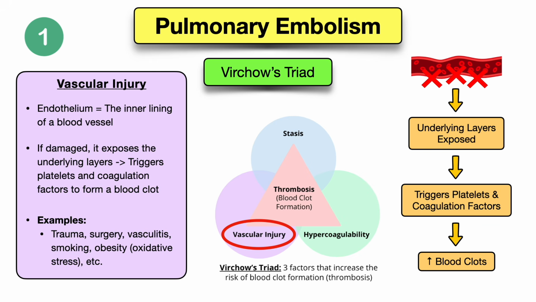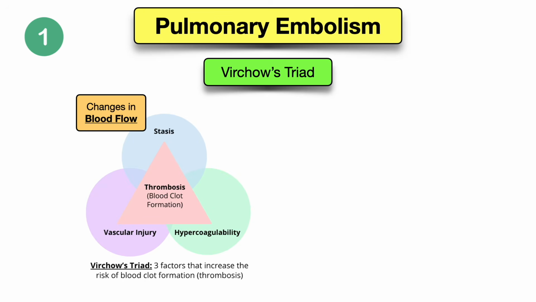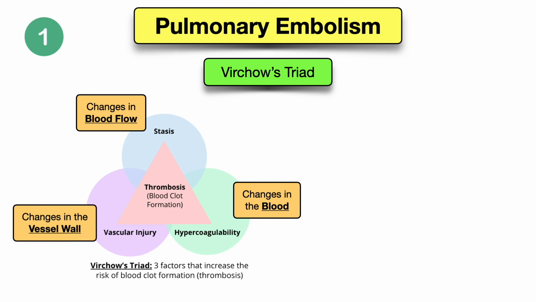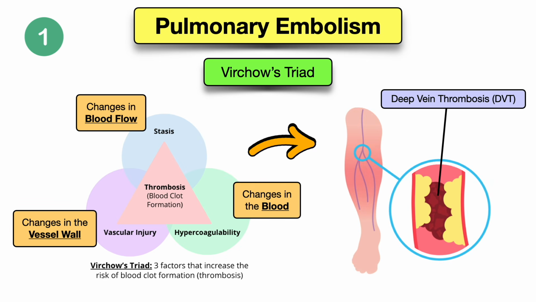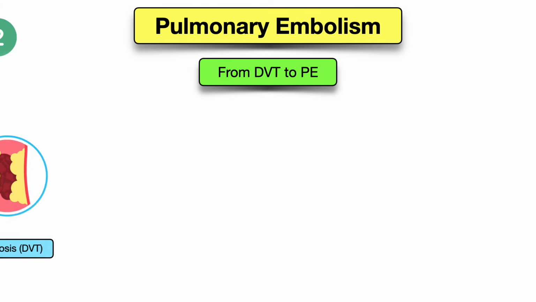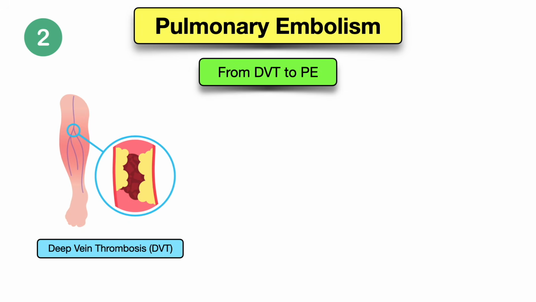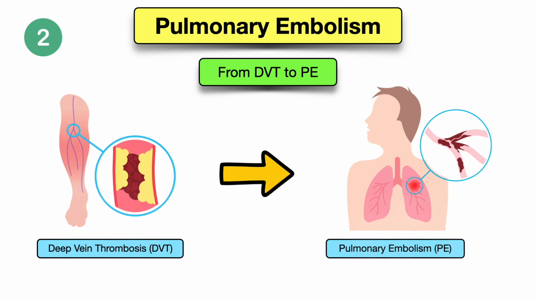to name a few. So we can see changes in blood flow, which is stasis, changes in the blood, which is hypercoagulability, and changes in the vessel wall, which is endothelial injury, can all contribute to the formation of a DVT. Now that we know how a DVT forms, let's talk about how we go from DVT to PE. This is step 2, which is the journey.